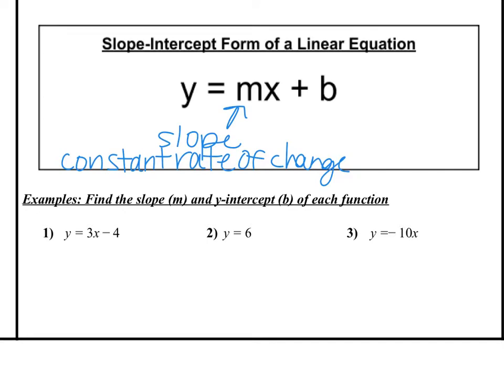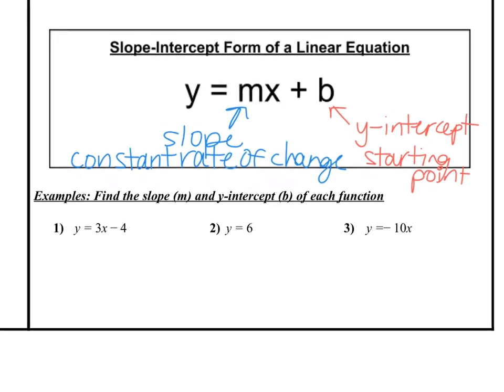What does b stand for? Do you remember? Good. The y-intercept, which you will also hear me call the starting point, just so you know. So it's like we have multiple names for each of these. The y-intercept is the starting point where you start on the graph, where you start in any kind of word problem situation.